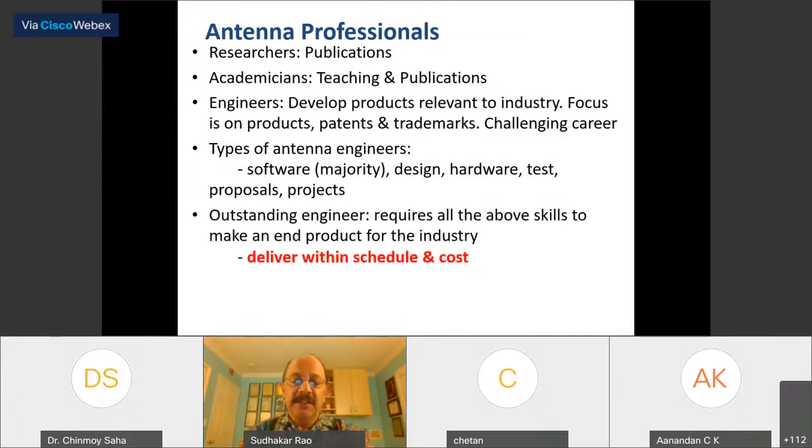So an outstanding engineer requires all the above skills to make an end product suitable for the industry, whether it is for space, or for defense, or for wireless, etc.